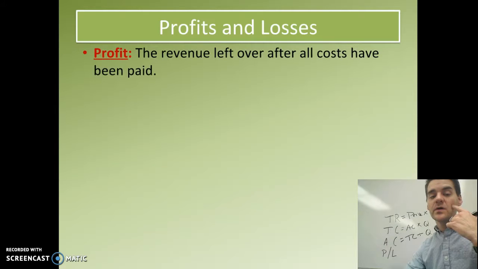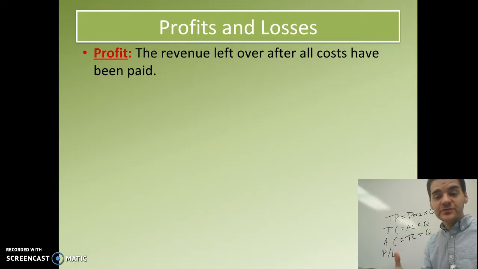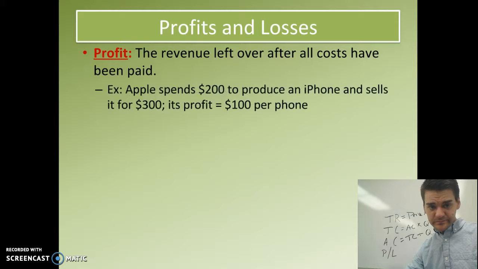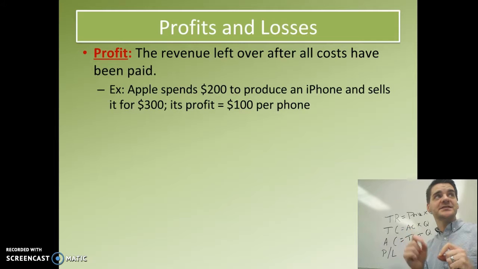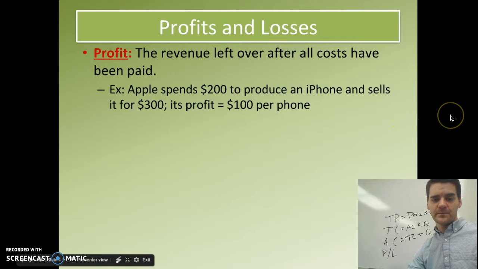And to figure that out, you need to know the terms. First of all, what's a profit? A profit is the revenue, the money left over after all your costs have been paid. So with Apple again, let's look at just one iPhone. If they had to spend $200 to make one iPhone, but then they got to turn around and sell it for $300, well, obviously they made $100 extra. That'd be $100 profit per phone.